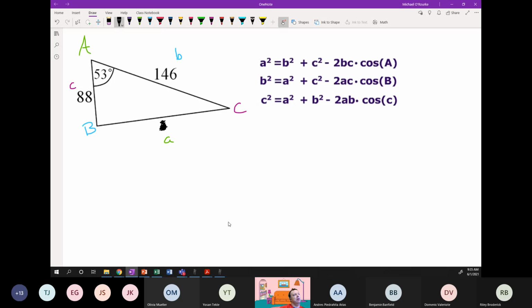So now, since I know I'm finding side A, I can look at it and go, okay, I'm going to use this formula here, since I'm trying to find little a here.